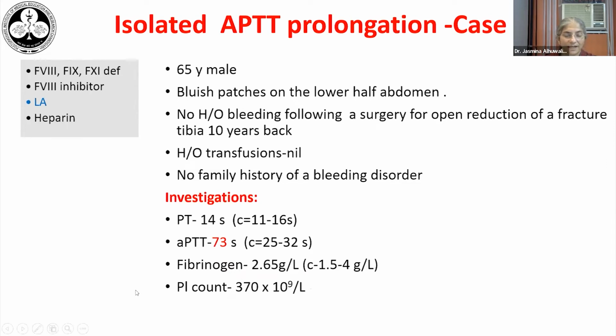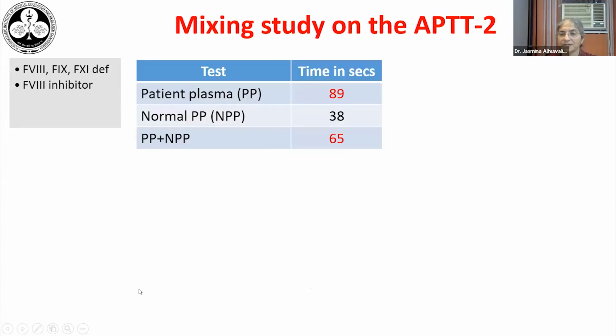So now again, we are looking at the same panel. And here again, since there's bleeding, LA is out, there's no history of heparin, so we have to differentiate between a factor deficiency and an inhibitor. Now in this patient, on adding normal pooled plasma, we see that the clotting time of the APTT is not coming back to normal. So this is suggestive of an inhibitor.